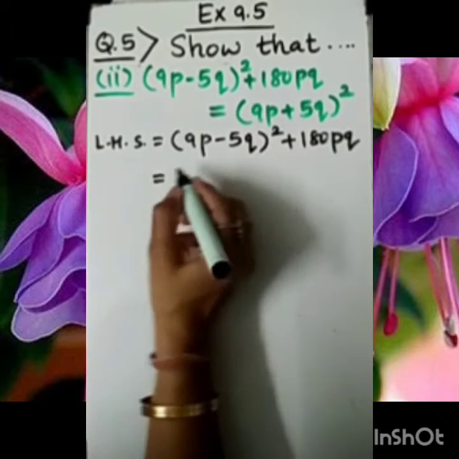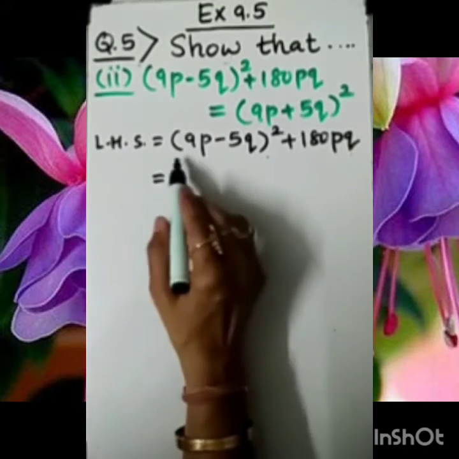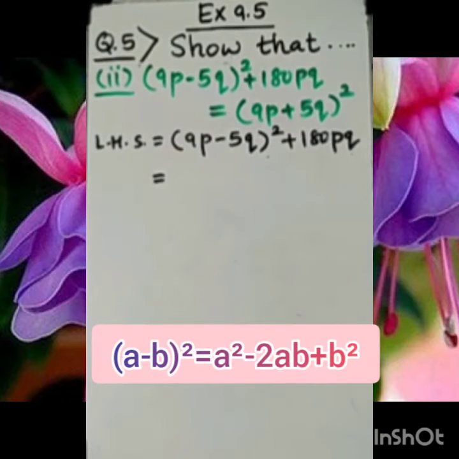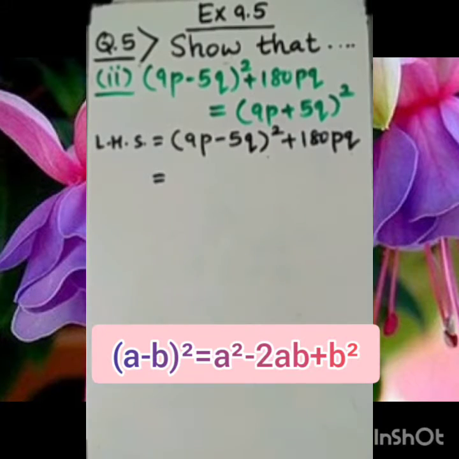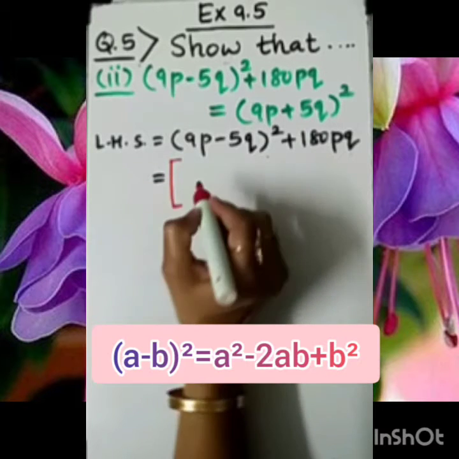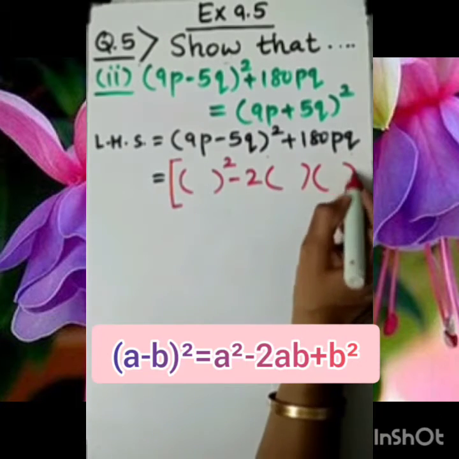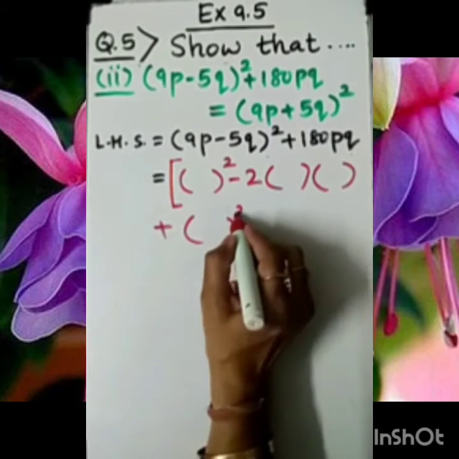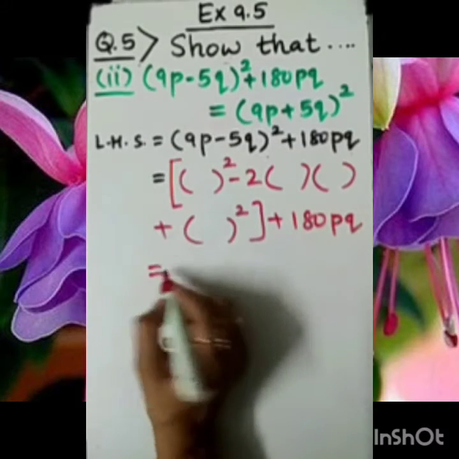Let's work on this portion first, and this part separately. For the first part, if I work on it, then we can compare. We need to apply the second identity here because of the minus and the square is already there. So let's work further. If we apply the second identity, then of course we will have a square minus 2ab plus b square plus 180pq. This we are having.